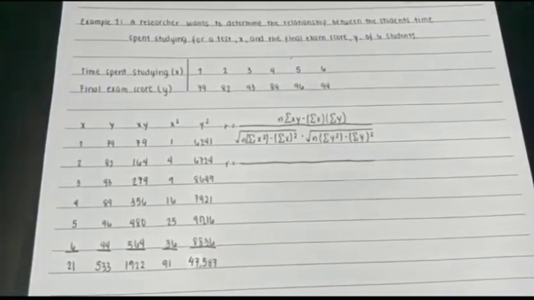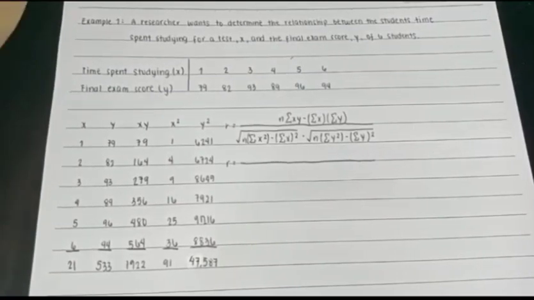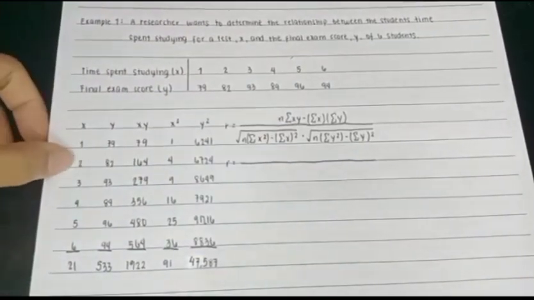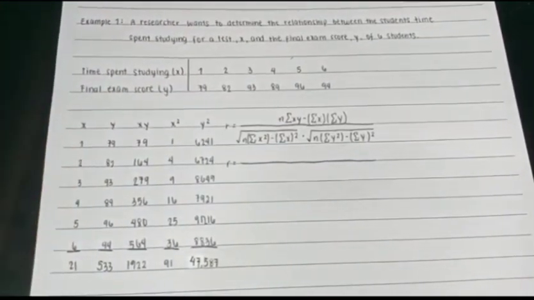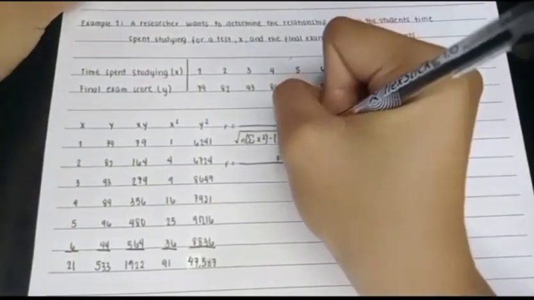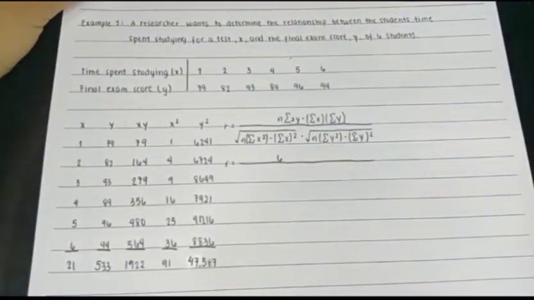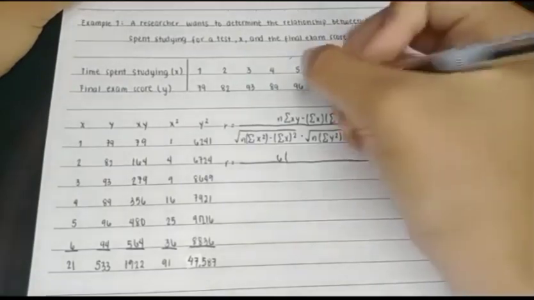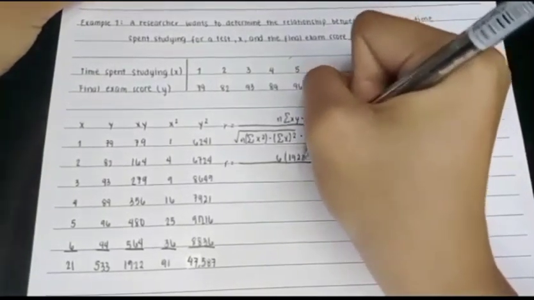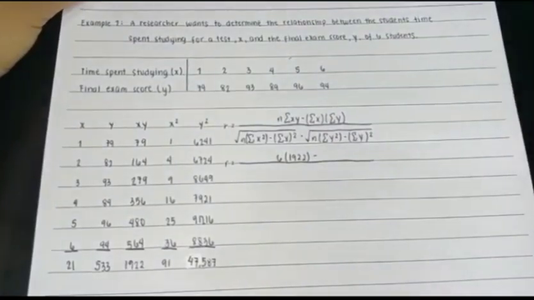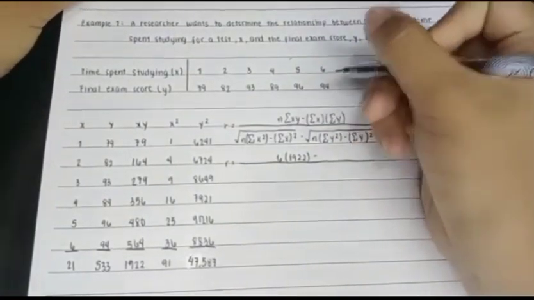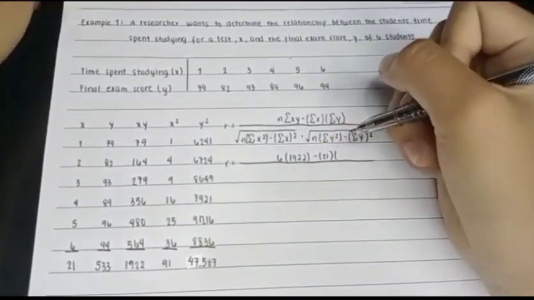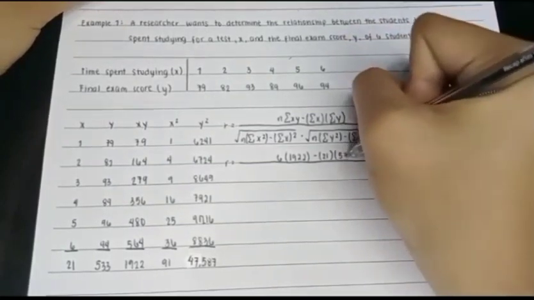So, R or the correlation coefficient is equal to, our n is 6, which is 1, 2, 3, 4, 5, 6, the sample size. Substitute it. Then the value of our xy is 1,922, minus the sum of our x, which is 21, and the sum of our y, which is 533.